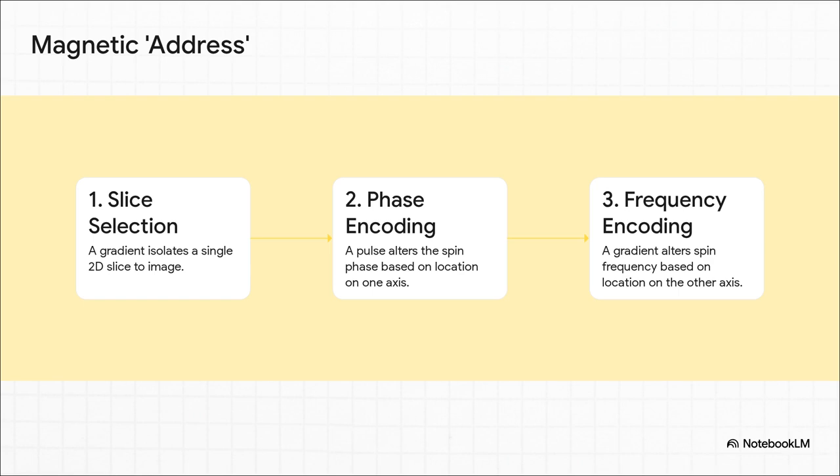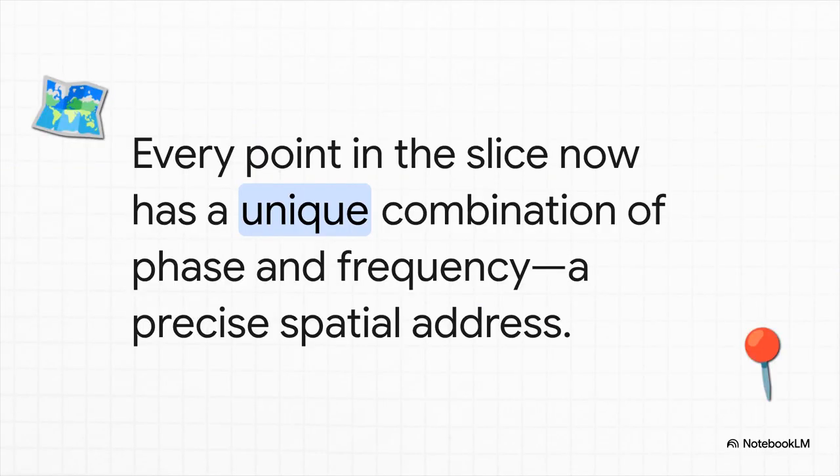And finally, a frequency encoding gradient turns on while we're listening for the signal, which makes the protons spin at slightly different frequencies based on how far left or right they are. And just like that, boom, we have our address system. Every single spot within that 2D slice now has a totally unique combination of phase and frequency. It's just like having a grid reference on a map.